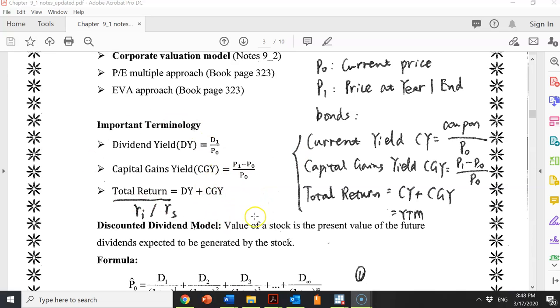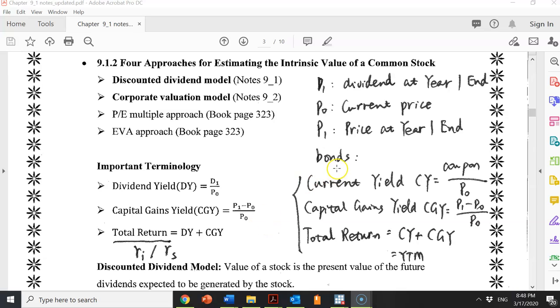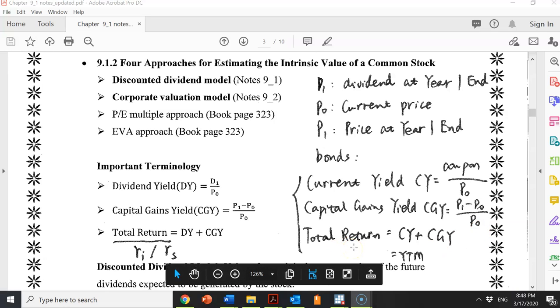Okay, and this group of terminology is very similar to the current yield and capital gains yield we learned in the bond chapter. Remember, for the bond chapter we have current yield, which is CY, and it's coupon divided by P0, the price of the bond. Capital gains yield, CGY, is exactly the same as here. It is the price change in the bond, P1 minus P0, divided by P0. Okay, and the total return of the bond equals current yield plus capital gains yield, which is also called yield to maturity or yield to call.